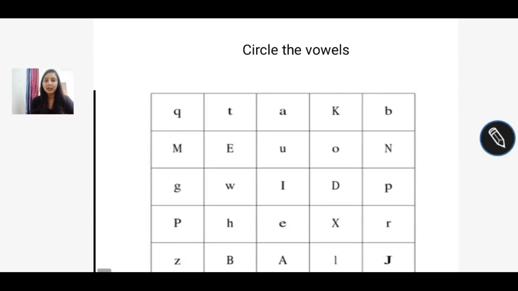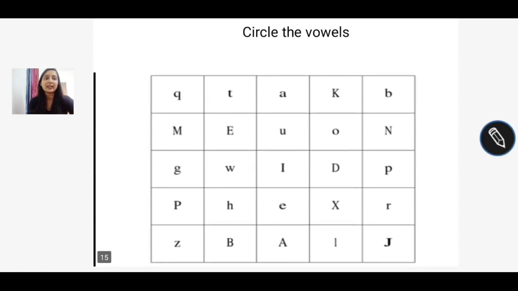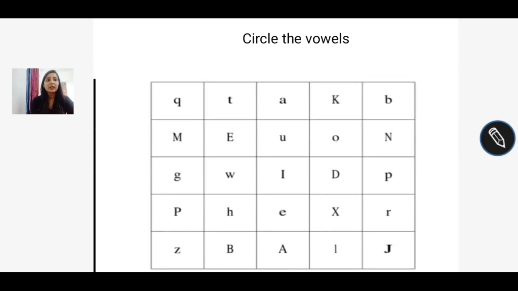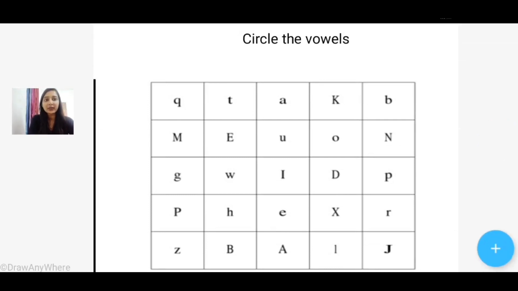We will do an activity. Circle the vowels. You can see there are a few letters on the screen. We will circle the vowels out of these letters. You will do along with me. Q. Is Q a vowel? No. T. No. A. Yes. A is a vowel. So we will circle A.